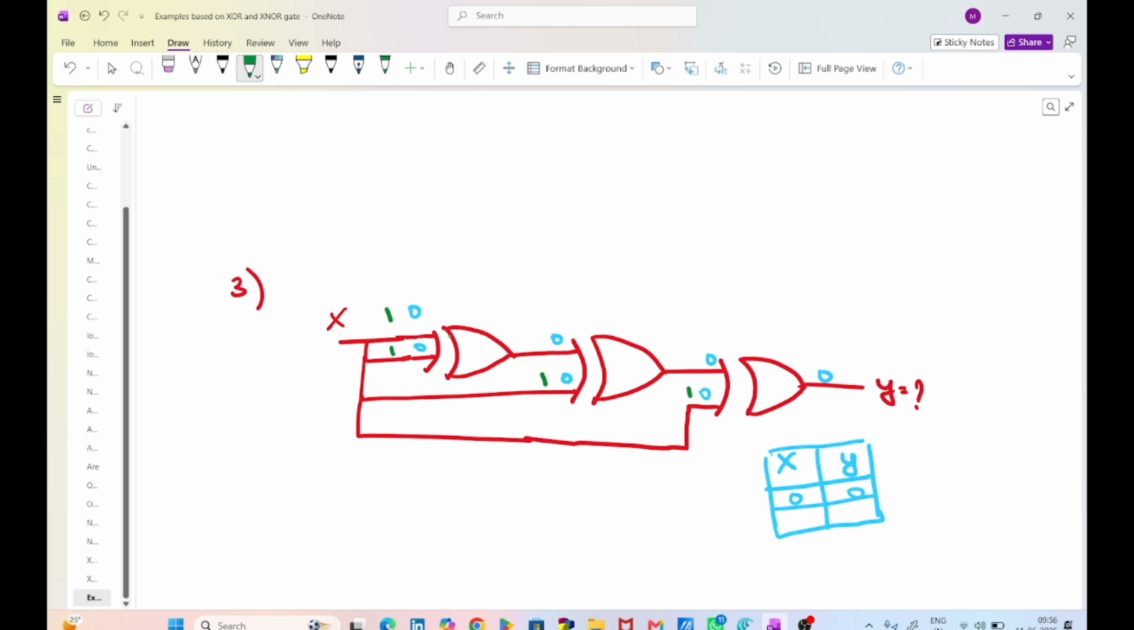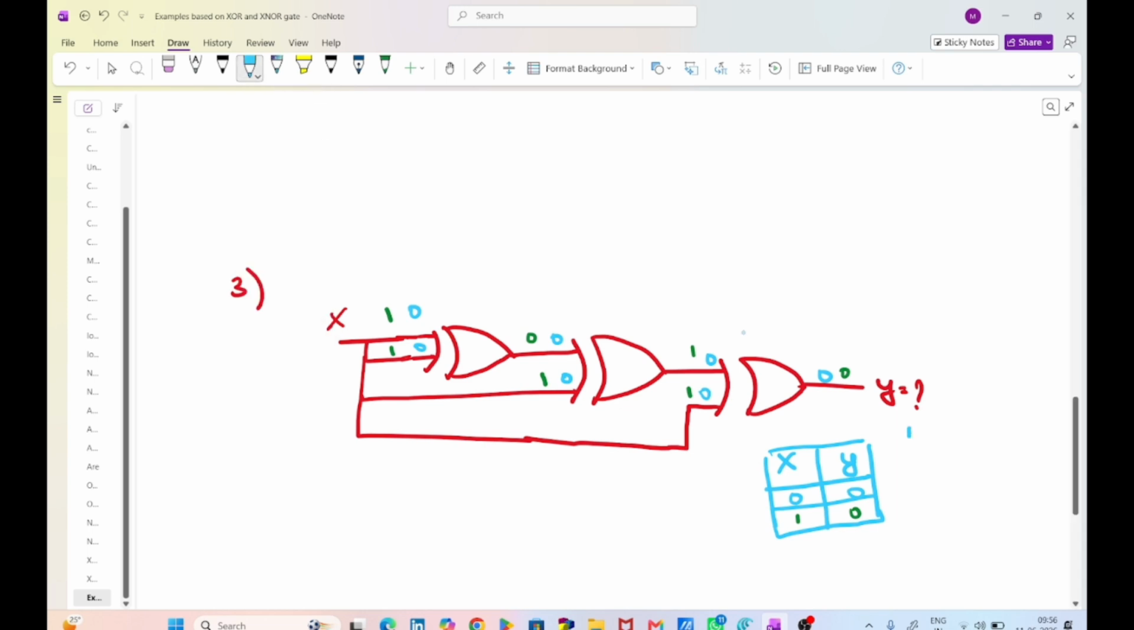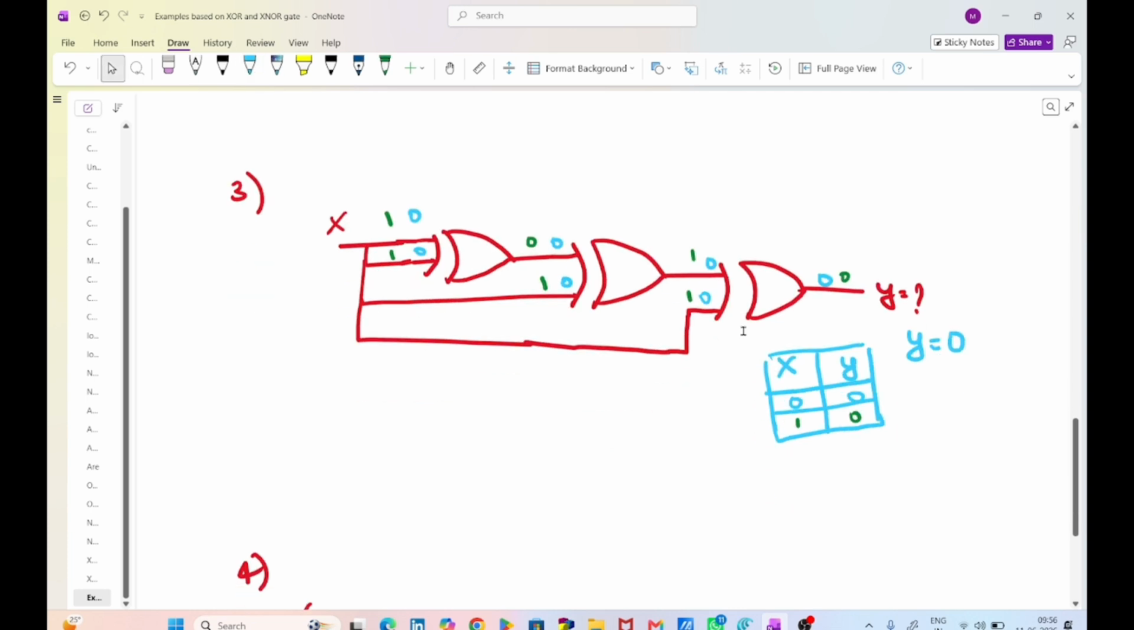1 XOR 1, we know that it is 0. 0 XOR 1 is equal to 1. 1 XOR 1 is equal to 0. Let's write 1 here and 0 here. So Y is equal to 0. Let us move to the next problem.